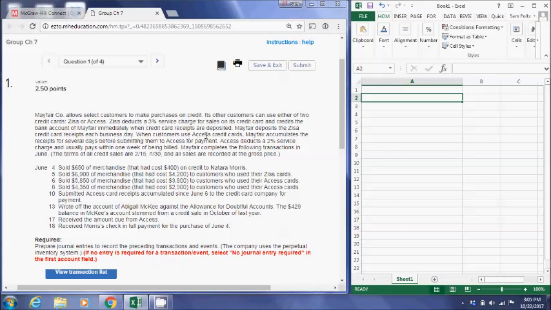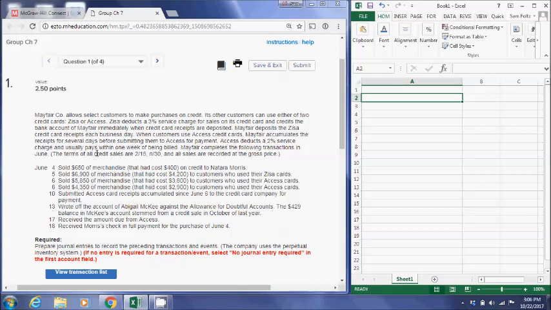When customers use Access credit cards, Mayfair accumulates the receipts for several days before submitting them to Access for payment. So customers use an Access card, they leave a paper receipt, and Mayfair has to send those receipts to a processor, mails them in, and then that processor sends Mayfair a payment back. Access deducts a 2% service charge and usually pays within 1 week of being billed. What this means is that every time a customer uses an Access card, we now have an accounts receivable from Access. It is Access that owes Mayfair the money.